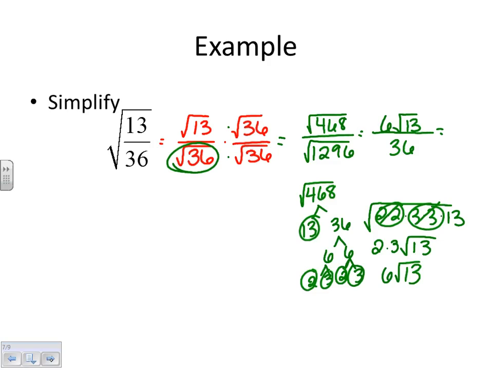Okay, and then from here you can simplify the outside. Okay, you don't want to touch the square root. We just look at the outside numbers. And can 6 over 36 be simplified at all? And that is correct. It can be 1 over 6. So we have the square root of 13 over 6. And that's just because 6 over 36 equals 1 over 6.